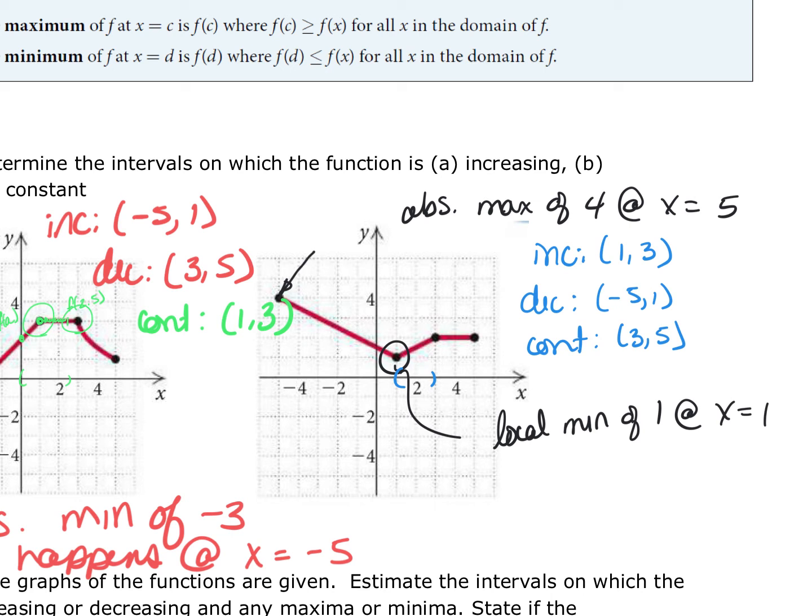Now, this point and this point, because they don't come in increasing and leave decreasing, there's no way I can get an interval in which my definition of what it means to have a maxima and minima is going to uphold. And this endpoint is neither the highest nor the lowest point, so it is not an absolute. So I have two extrema. I have an absolute max. I have a local minima. I have other points that are not really all that interesting, but I do have intervals of increasing, decreasing, and constant.